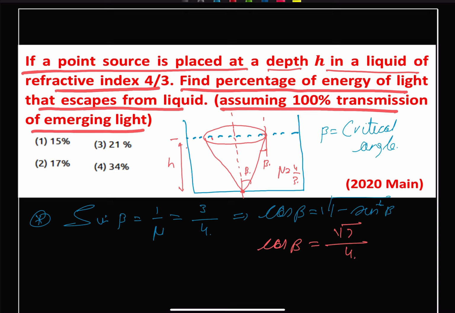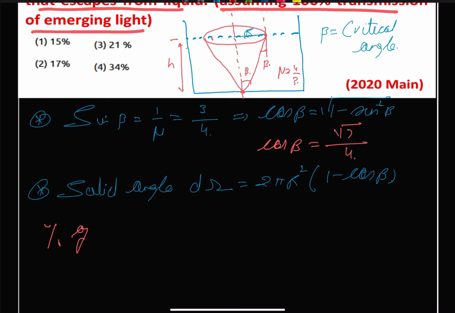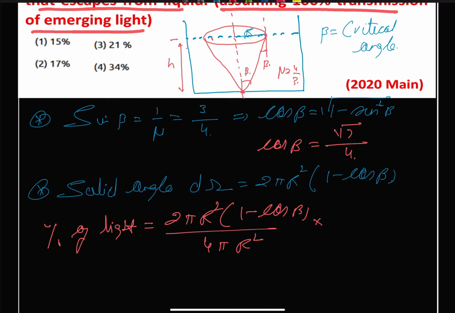Now here we are going to use solid angle, and we know that the solid angle d omega is equal to 2 pi r square times 1 minus cos of beta, and here r is this radius, this is r. We need to find out the percentage of the light, which will be equal to 2 pi r square times 1 minus cos of beta divided by 4 pi r square, multiplied by 100.